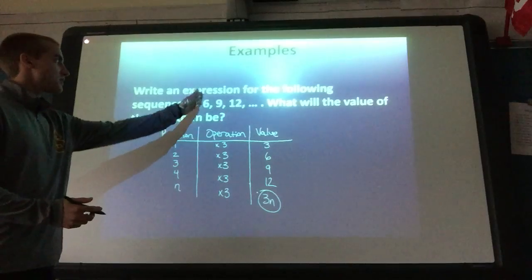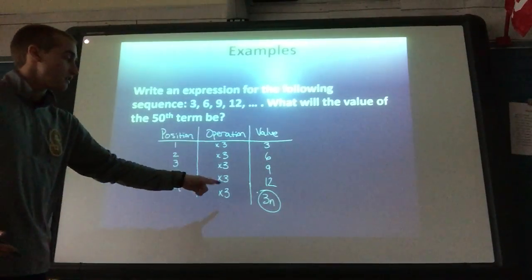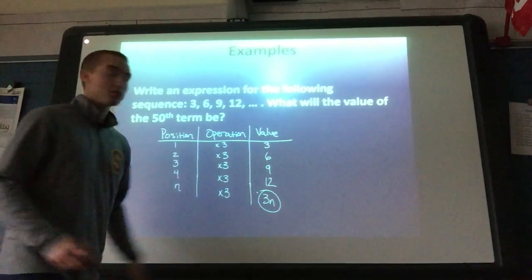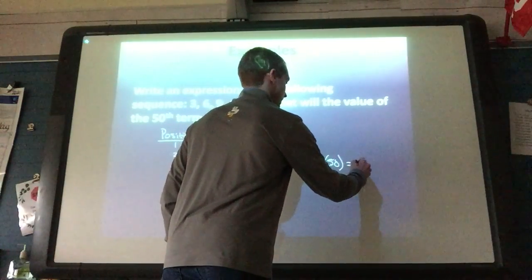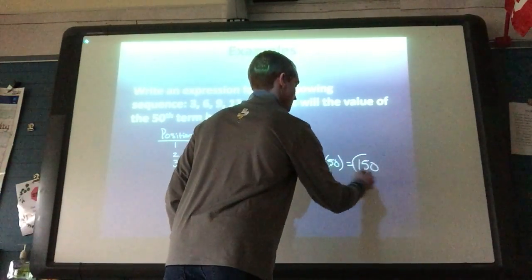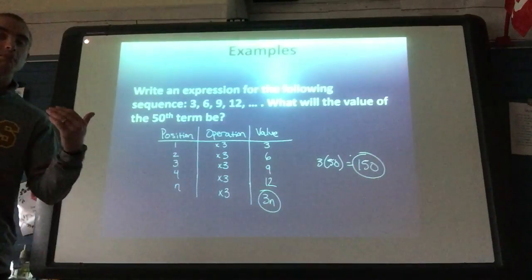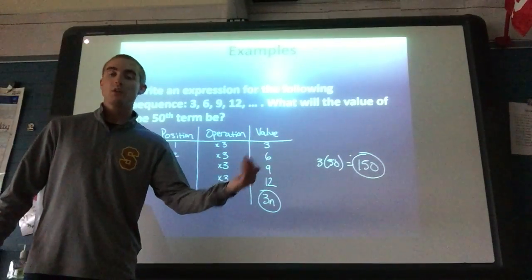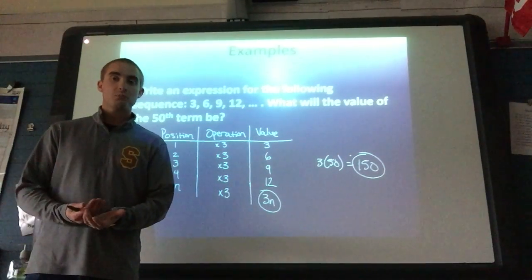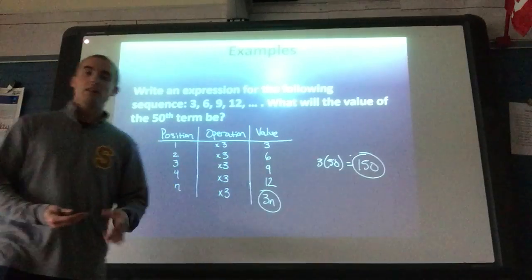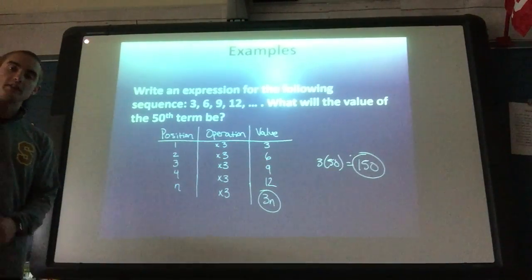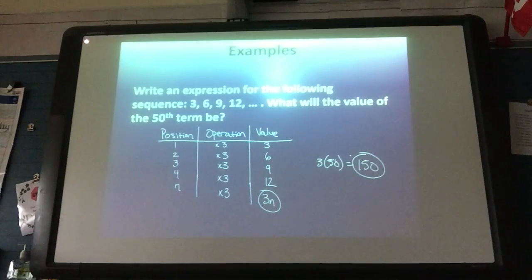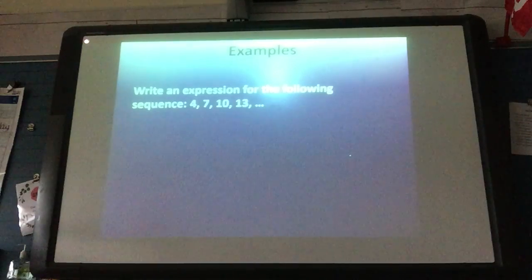So first position, second, third, fourth. So for the 50th position, you would just do 3 times 50 and would get 150. So we don't even have to keep counting 50 times for this one. We would just figure out what that expression is. This is how it helps us. And then we can just plug in 50 for the 50th term, and that's going to tell us what that's going to be. Okay?